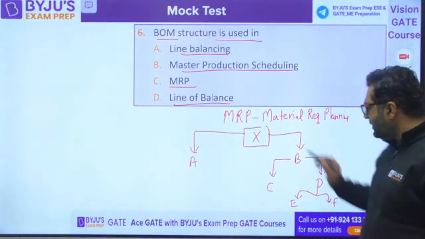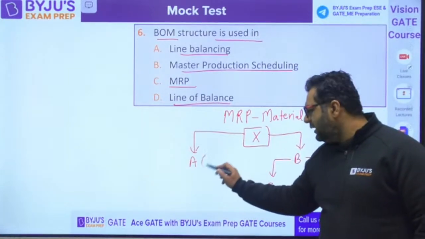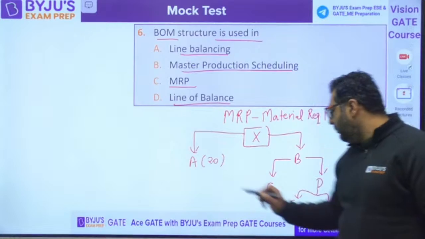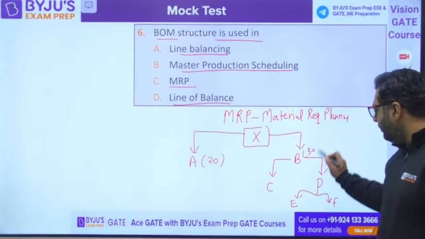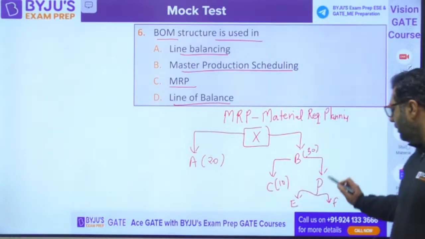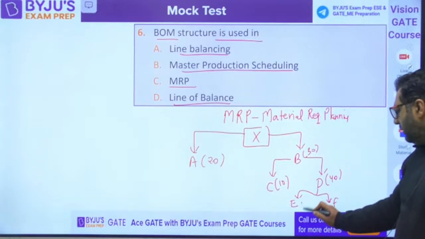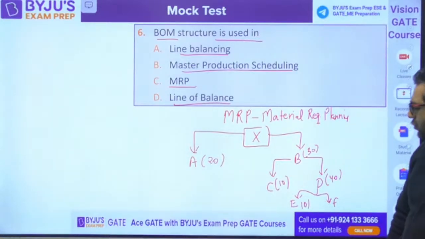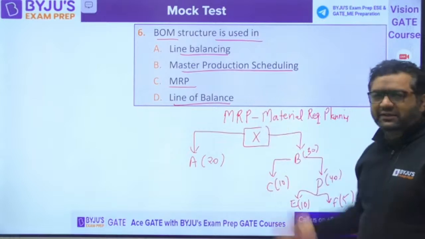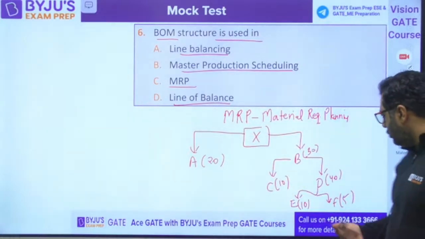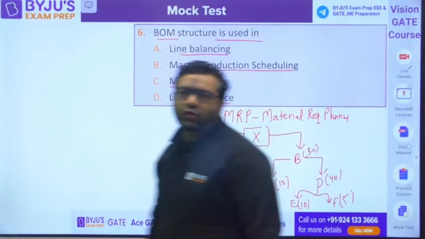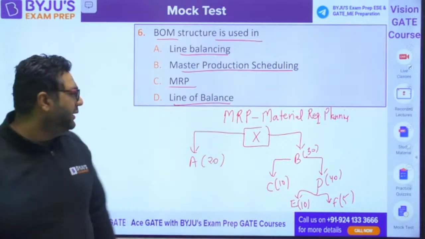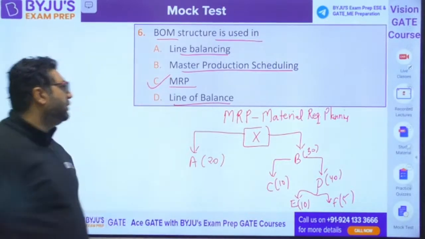Then we are saying some parts of A are there with us. Let us say 20 of A are available, 30 of B are available, 10 of C are available, 40 of D are available, 10 of E are available, 5 of F are available. Then what you say, if I want to make 100 of X, how much will be the gross requirement? That kind of question have you not done? This is from MRP, material requirement planning. C would be the answer for this.